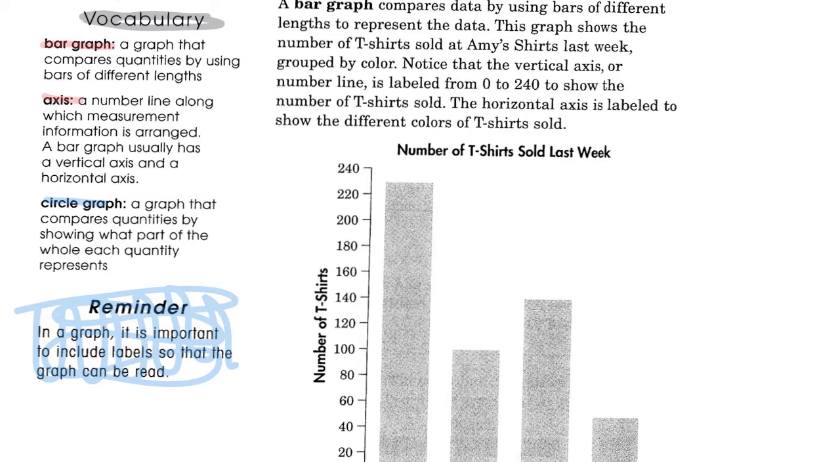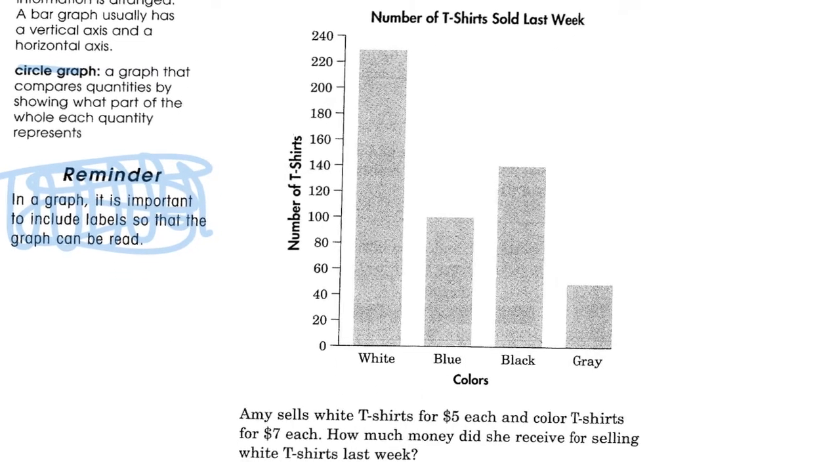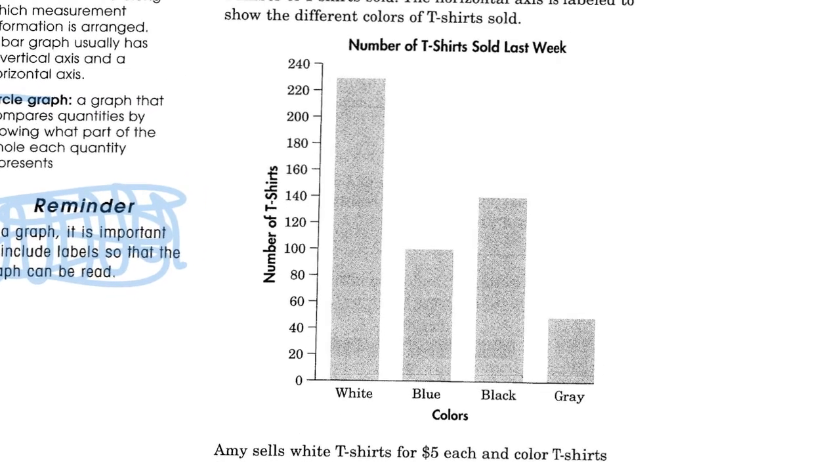This graph shows the number of t-shirts sold at Amy's Shirts last week, grouped by color. Notice that the vertical axis or number line is labeled from 0 to 240 to show the number of t-shirts sold. The horizontal axis is labeled to show the different colors of the t-shirts sold. Now, this is usually called the y-axis. This is usually called the x-axis.